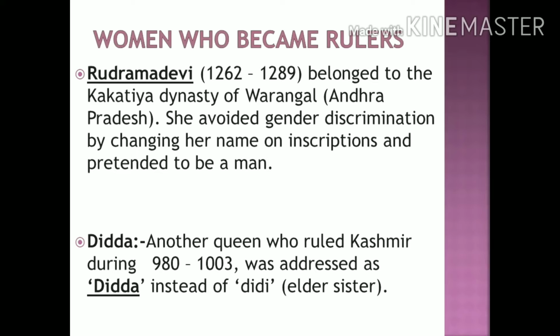It is important to mention some other women who became rulers within India. The first one is Rudrama Devi. She belonged to the Kakatiya dynasty of Warangal, and she avoided gender discrimination by changing her name on inscriptions, and she pretended to be a man. And then another one is Dida, which means Bibi. She ruled over Kashmir for some time.